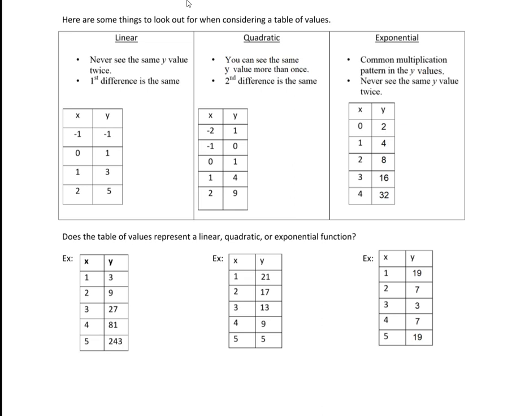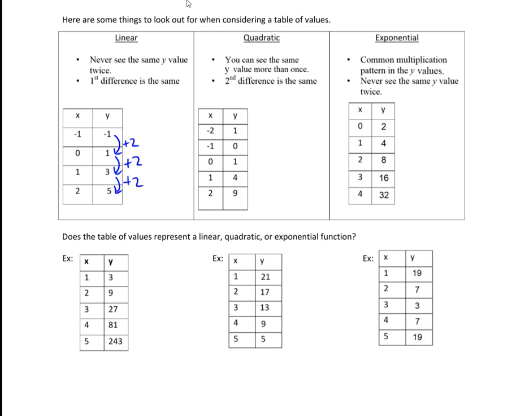What I mean by the first difference is basically the difference between these two numbers here, these two numbers here, and these two numbers here. For example, the difference between -1 and 1, you'd add 2, right? Between 1 and 3, you'd have to add 2. Between 3 and 5, you'd have to add 2.